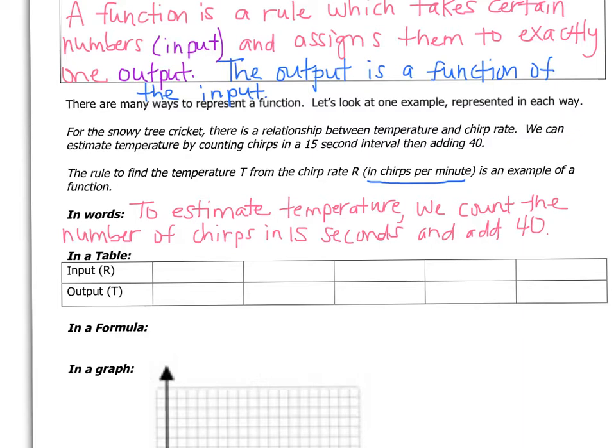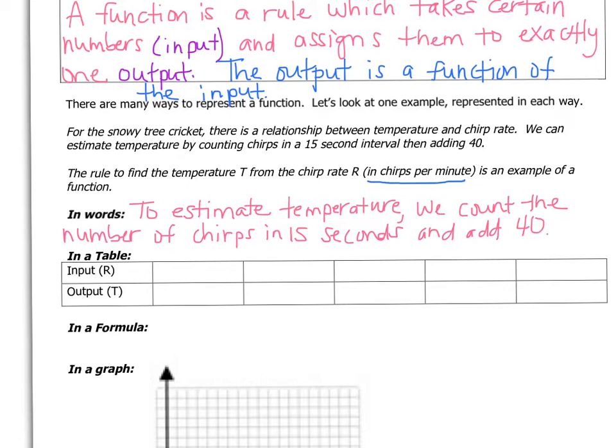We can represent a function in a table. Notice here that we're given our input and our output. The output is the temperature, okay? That's what we're trying to find. The output is what we're trying to find, the temperature T, capital T. The input, that's the information that we put into the rule. Now, here's where we have to remember what that variable capital R represents. That capital R represents, remember, chirps per minute. Okay? So, let's do this.